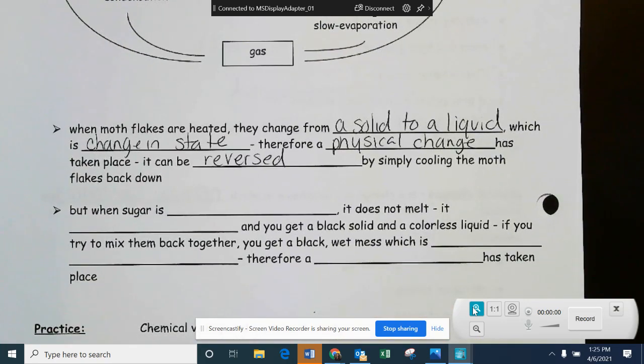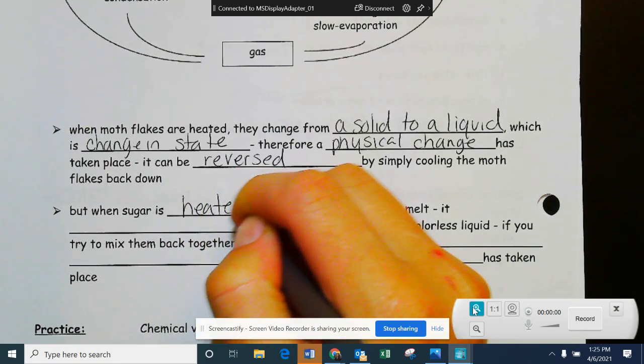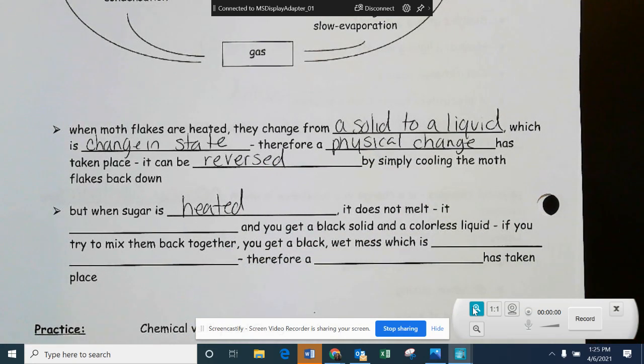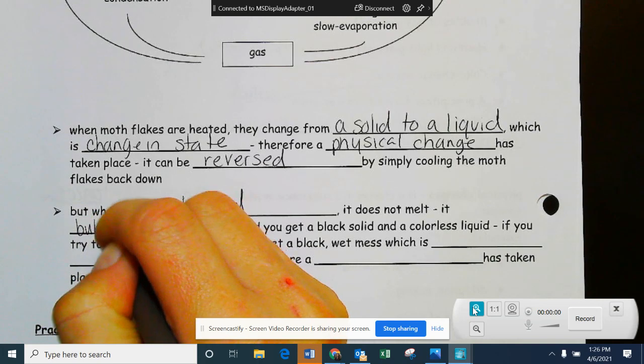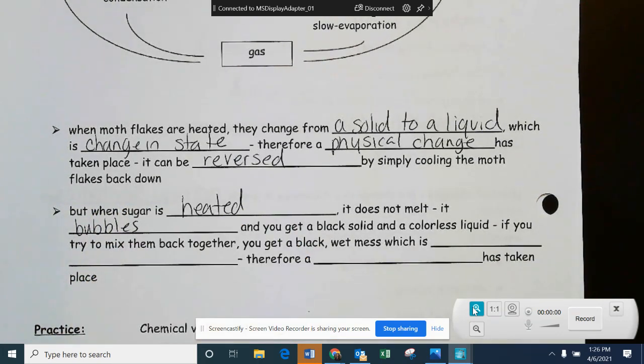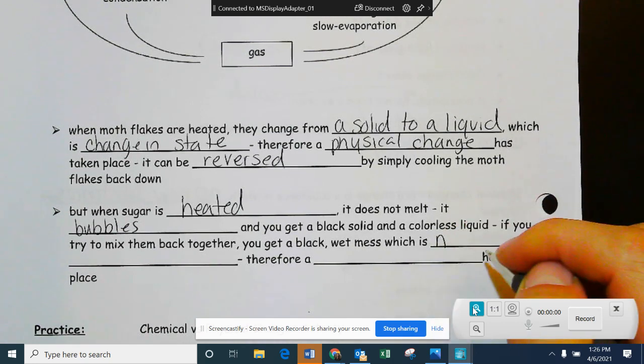Sometimes you can reverse chemical changes, but not always. When sugar is heated, it doesn't melt. It bubbles. And you get a black solid and a colorless liquid. If you try to mix them back together, you get a black wet mess, and it's not like the original material. Have you guys ever burnt sugar?